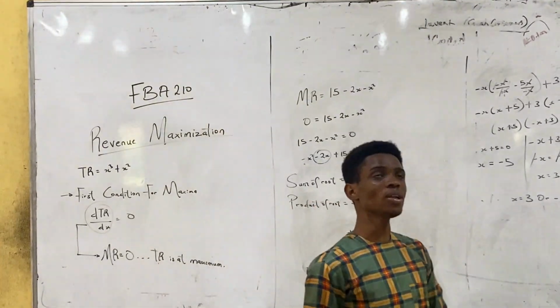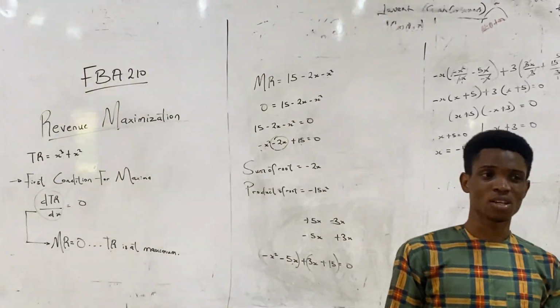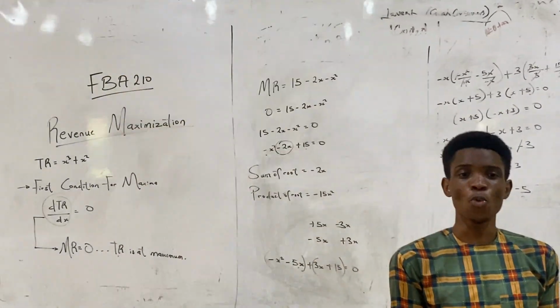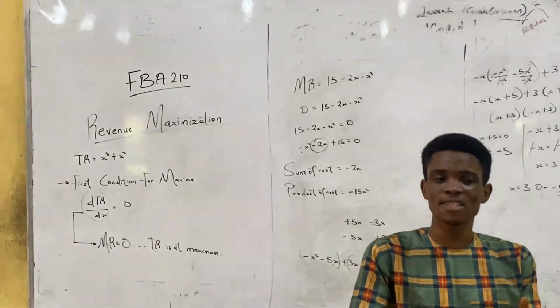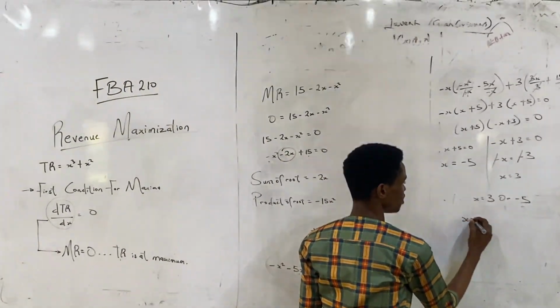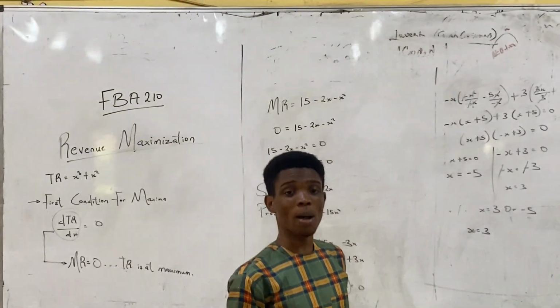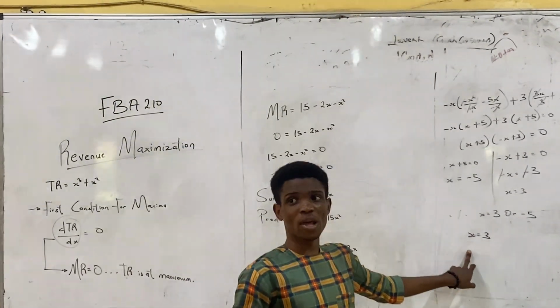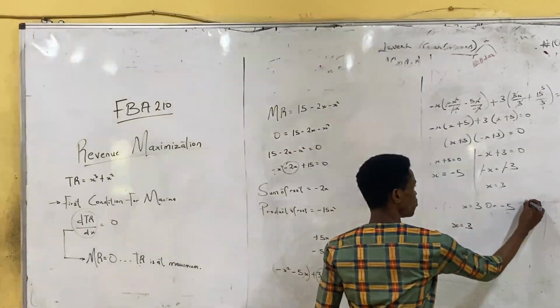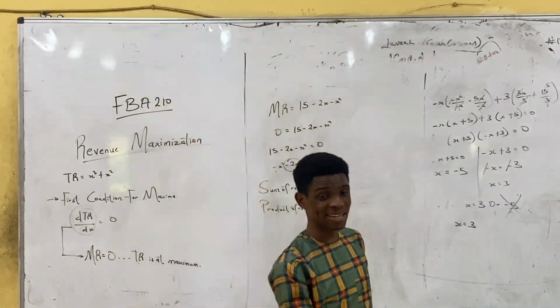So here we're taking a look at quantity. Quantity can never be negative. It's always positive. So we are going to disregard the negative answer we have. As a result of that, we will say that our x equals 3. This is our maximum quantity. Since you can't have a negative answer, the minus 5 will be disregarded, right?